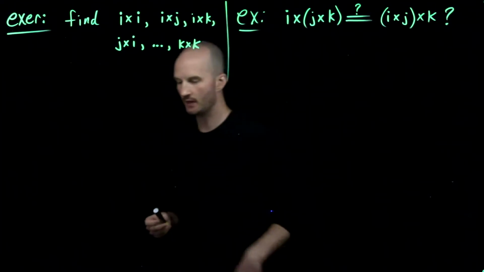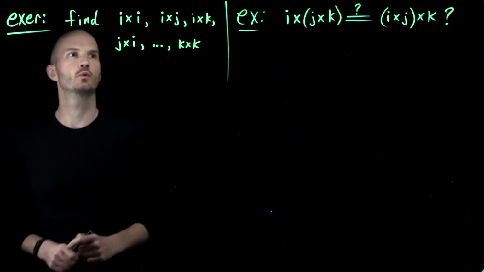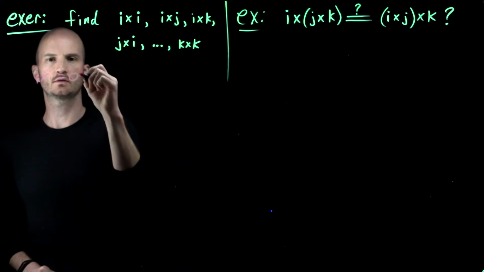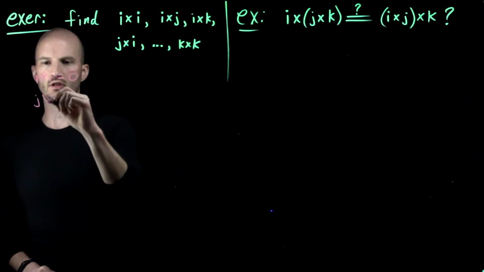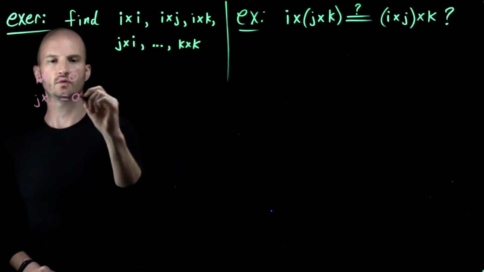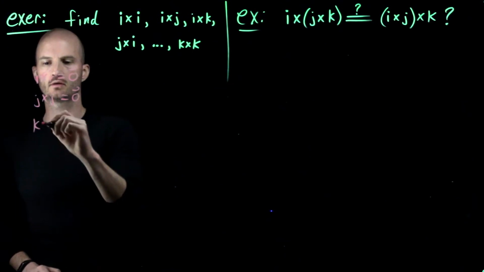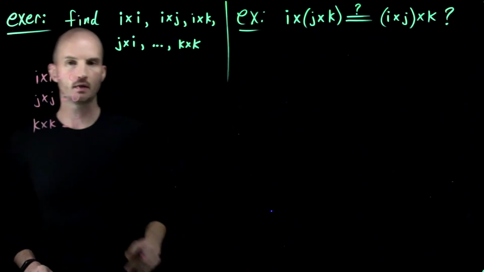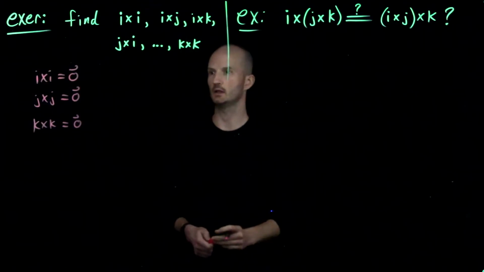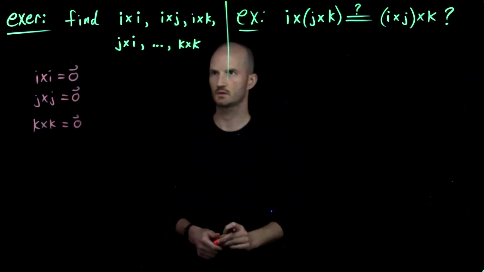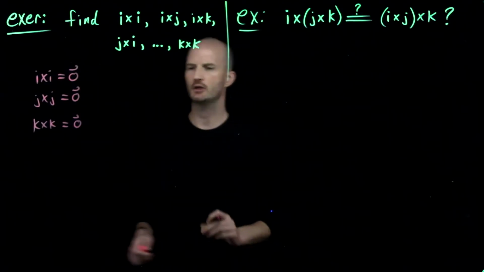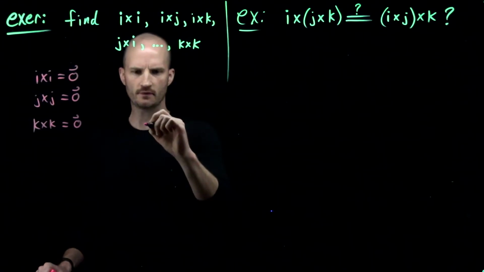So hopefully what you found was that i cross i is 0, j cross j is 0, k cross k also 0. And the remaining products, six of them, actually can be summarized with the following diagram.